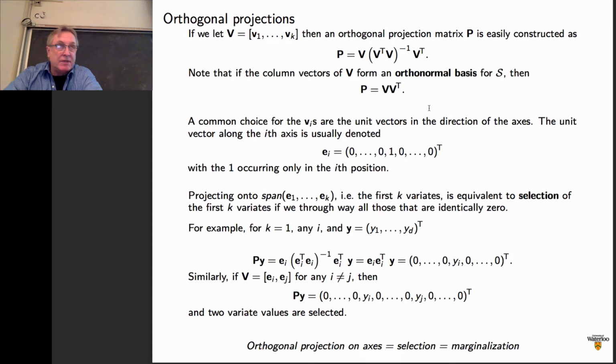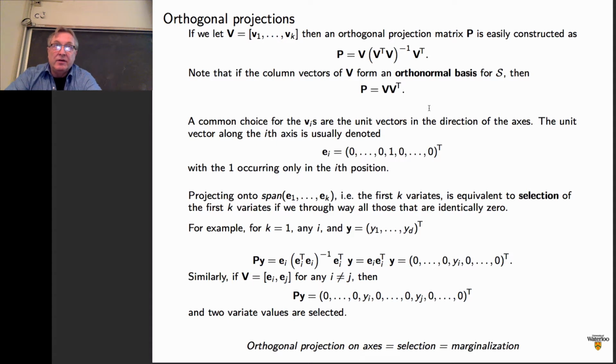So a classic mistake is that people think that P must be equal to the identity matrix because they take that V transpose V inverse and take the V inverse out and the V transpose inverse out. That can't happen. Why can that not happen? Anyone? Can that happen?